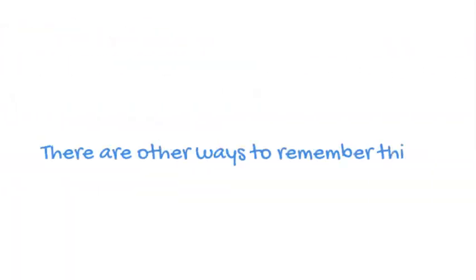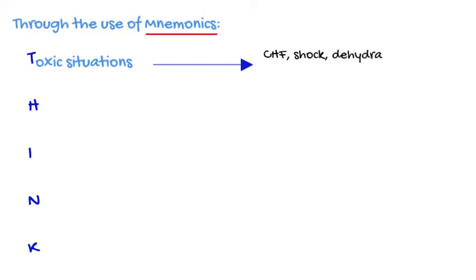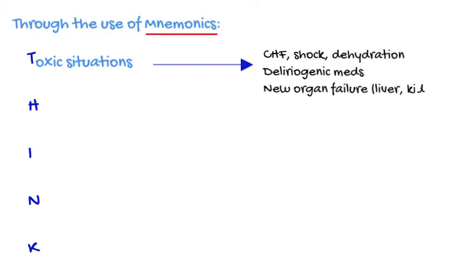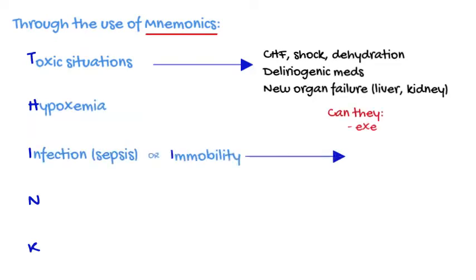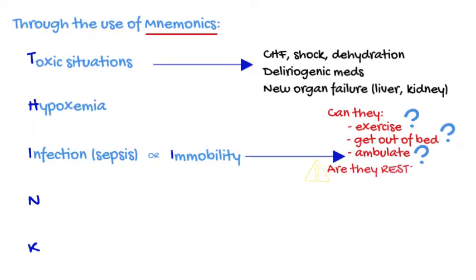Now, there are several ways to remember this, like through the use of mnemonics. THINK. Think, toxic situations, like CHF, shock, dehydration, deliriogenic meds, new organ failure such as liver or kidney. Think hypoxemia, infection or immobility. Can they exercise, get out of bed, ambulate, or are they restrained?